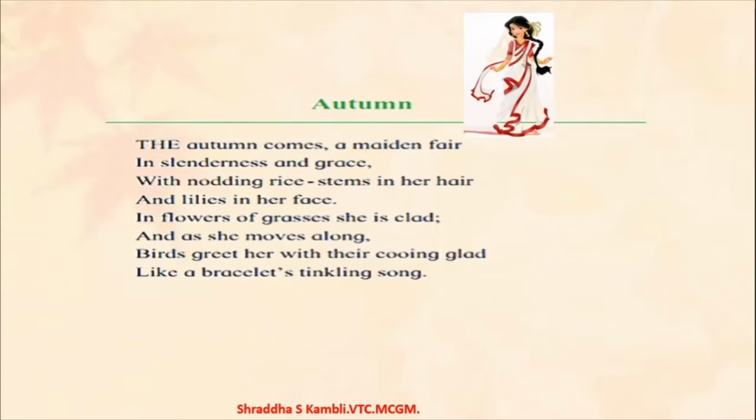So the autumn comes a maiden fair, in slenderness and grace. Now, slender, someone who's slender means someone who's very, you cannot say thin. A person who's very thin is supposed to be unhealthy. So, slender means someone who's very, you can use this Hindi word here, very nazuk or very delicate. Okay, and graceful also. The autumn is like a girl who's very fair, who's very beautiful, who's very slender, and who's very graceful.